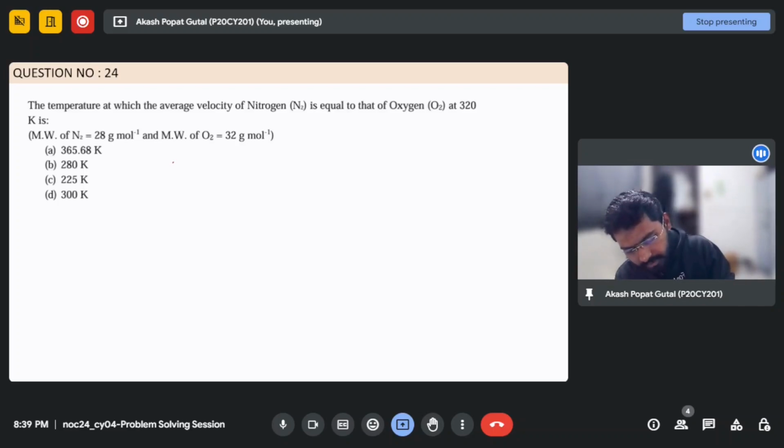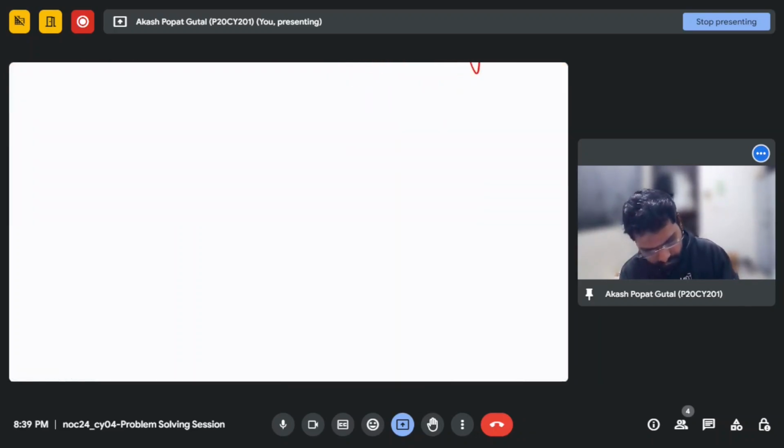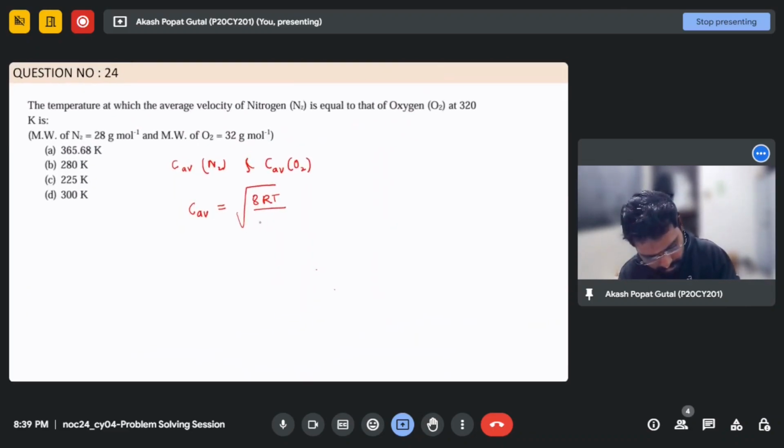So we are asked about the average velocity of N2 and average velocity of O2. So the average velocity, the formula is square root of 8RT by pi M.